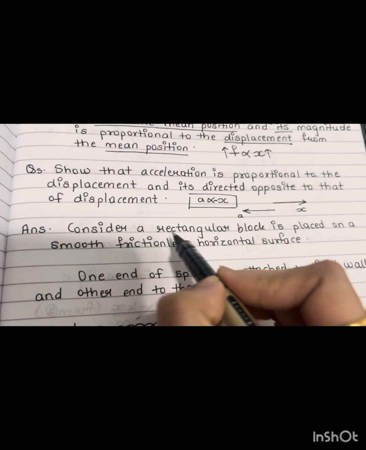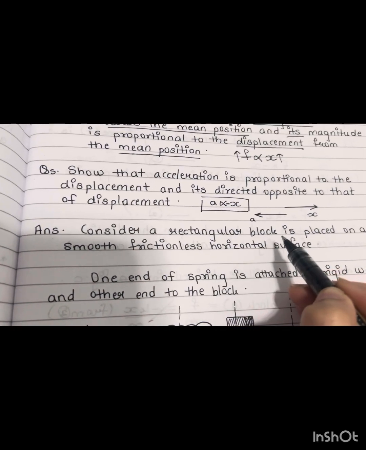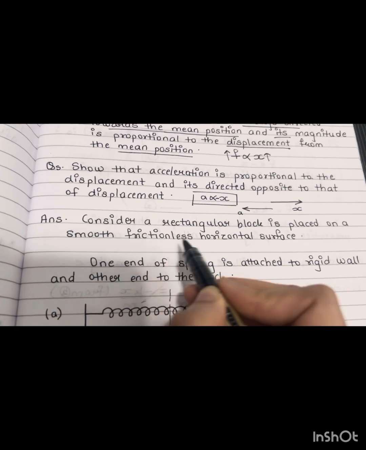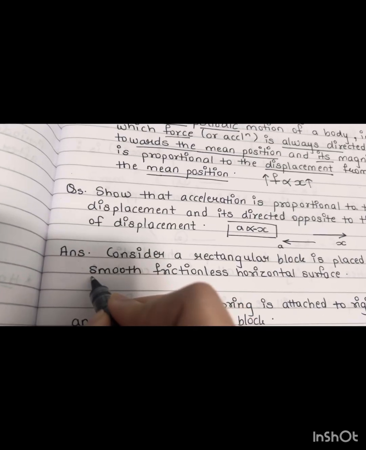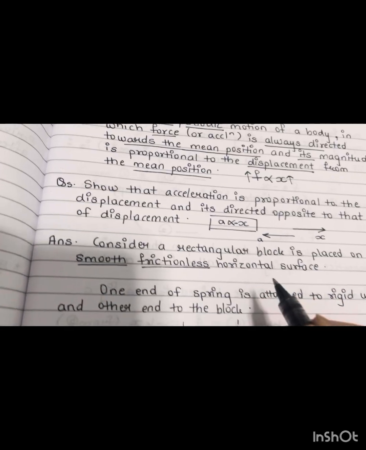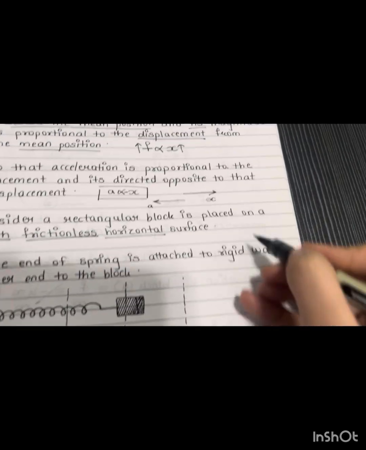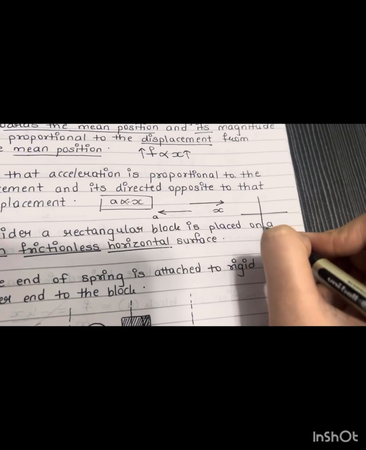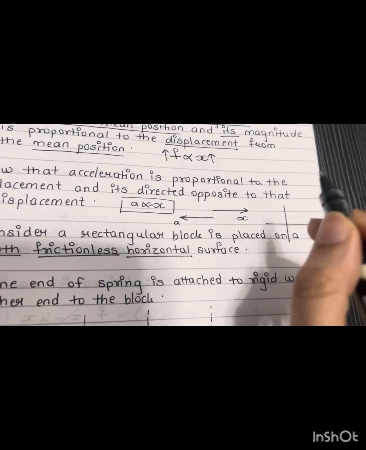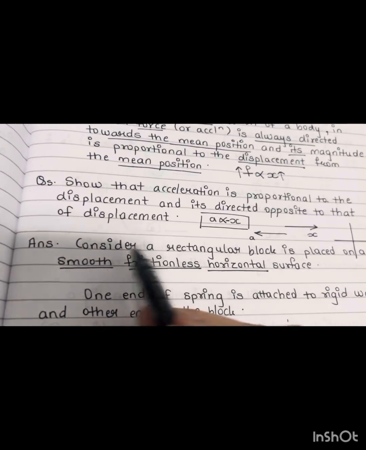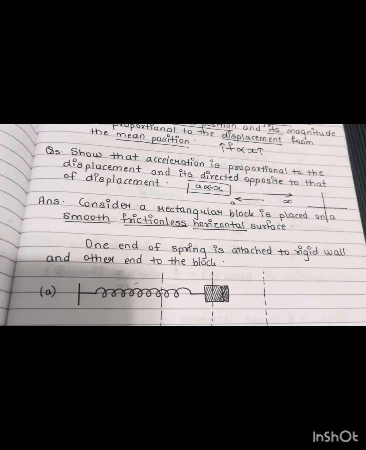Okay, let's start. Consider a rectangular block placed on a smooth frictionless horizontal surface. It is very important to mention that our surface is smooth, frictionless and horizontal. Horizontal means you are working only on the x-axis. Vertical means you are working on the y-axis. Simply understand it in this way. So we have a rectangular block placed on a smooth frictionless horizontal surface.